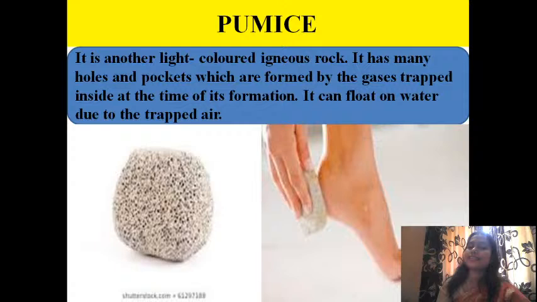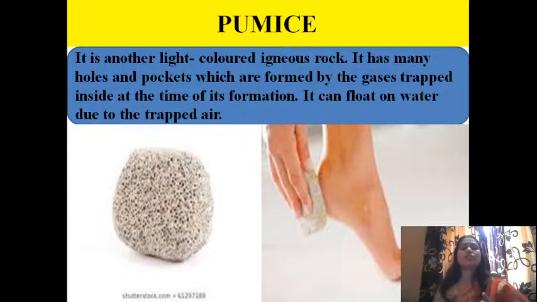Yes, so once again I repeat the three types of igneous rocks. One is granite, which has a very hard texture. Then the second one is obsidian, which has a smooth and glassy texture. And the third one is pumice. Okay, so the third one is pumice.